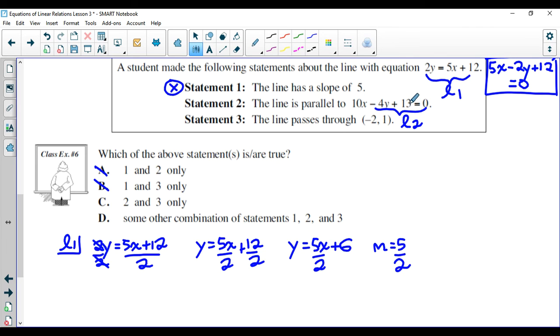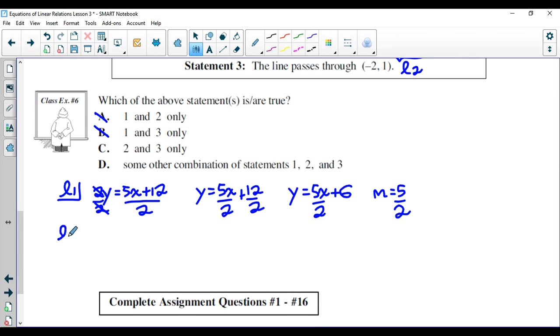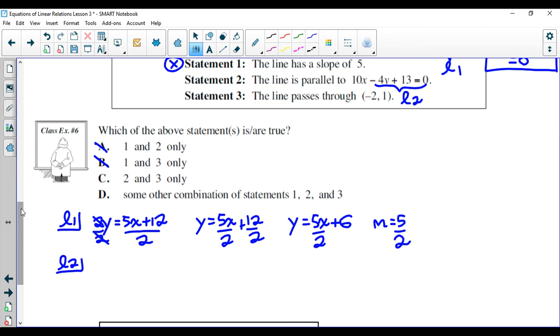Well, two lines that are parallel would always be the same distance apart, and the only way they can be the same distance apart is if they had the exact same slope. So what we want to do here is calculate the slope of this line and see if it's the same slope as line number 1. Okay, and that'll tell us if it's parallel or not.